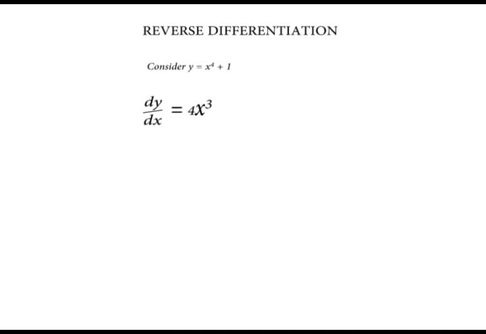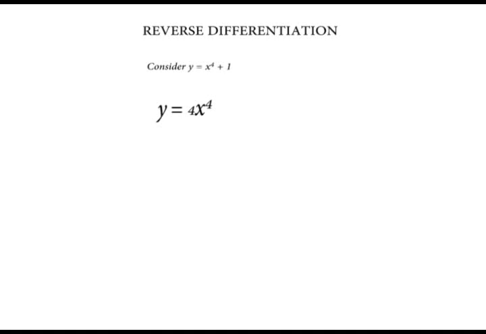Now, suppose we are given this 4x cubed. We need to go back to the equation y is equal to x to power 4 plus 1. We simply reverse the two steps. So y will be equal to, the second step in differentiation was subtracting 1 from the power. And so the first step in integration will be adding 1 to the power. So we shall have 3 plus 1, which gives us 4. And so we shall have 4x to power 4.